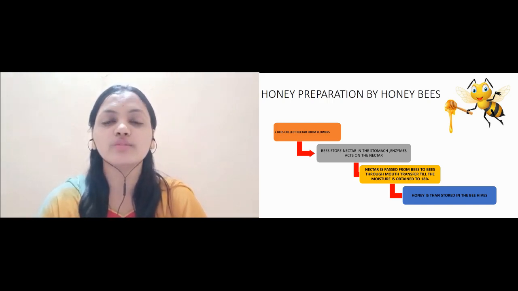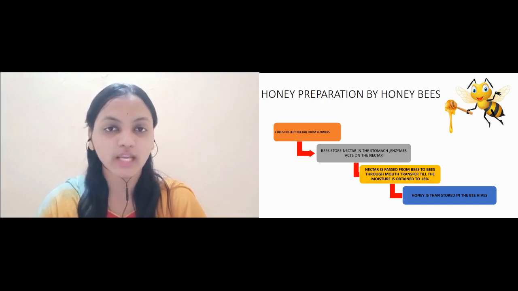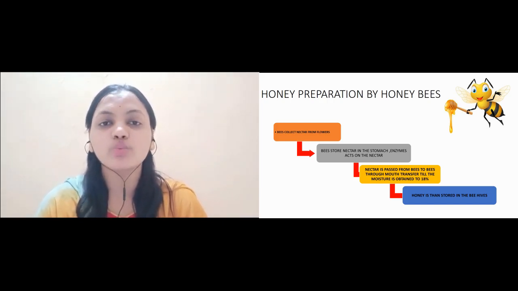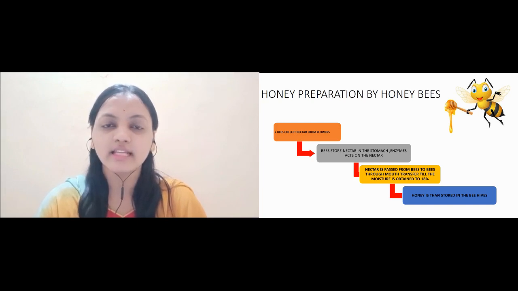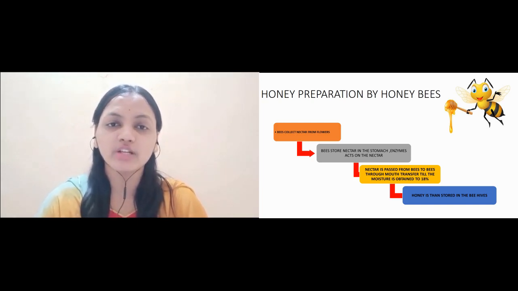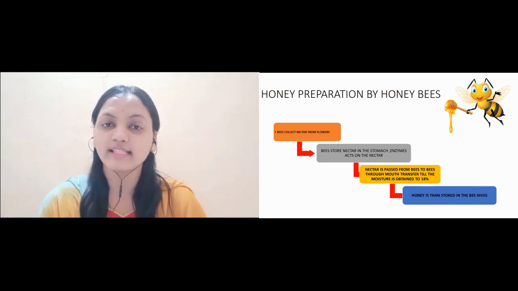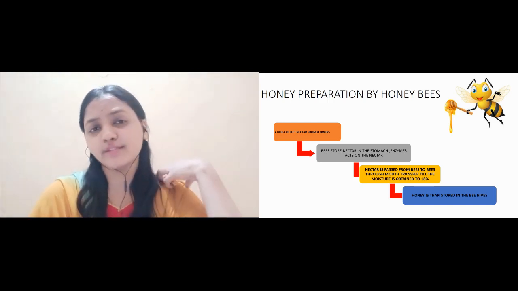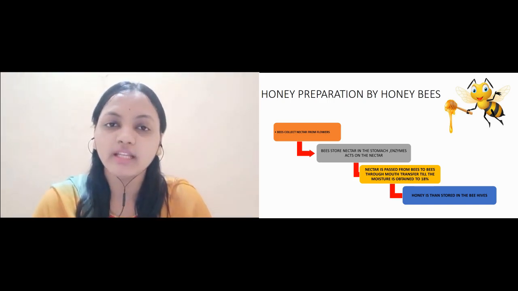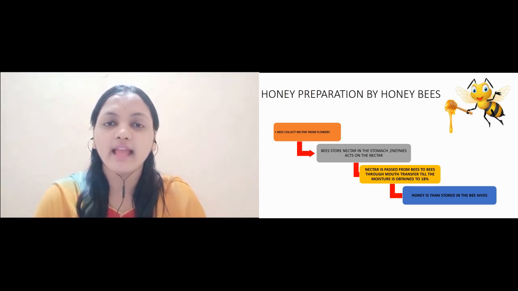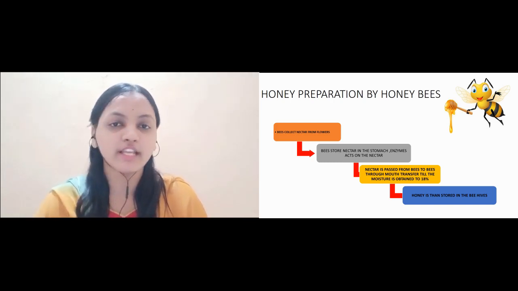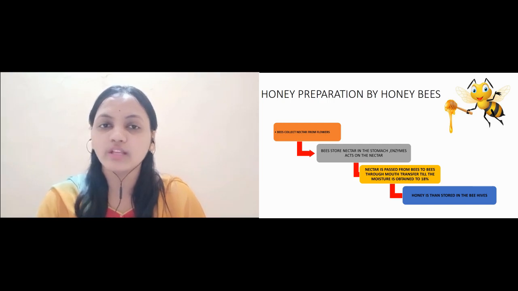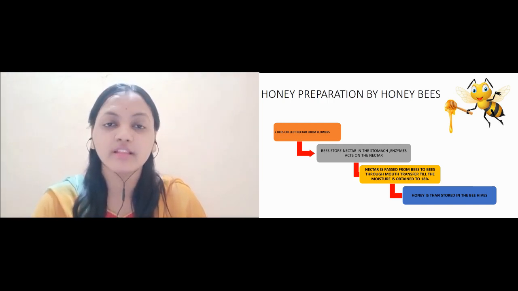Honeybees visit thousands of flowers each day and they collect a sweet substance from the flowers. It is called the nectar of the flower. This nectar is obtained from various flowers. So this honeybee sucks out the nectar and stores it in its stomach and it moves towards its beehive. Then after moving, it reaches its beehive.